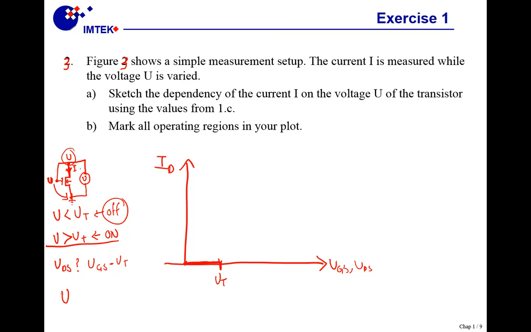Sorry, here is ground. I forgot to mention it. Our UGS is also equal to U, and then we have the UT. All right? So that means that our UDS is always going to be larger than U minus UT. Why? Because in this side we have this term here that we don't have in this side. In this side we only have U. So what this means is that the transistor is always going to be in saturation.